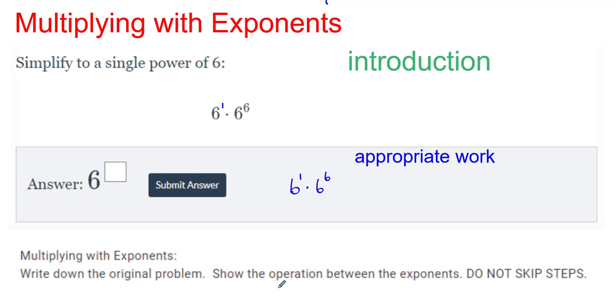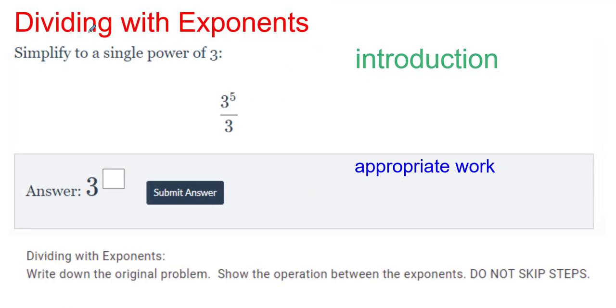Now to show the operation between the exponents, when we have the same base, notice base 6 and base 6, we actually add the exponents together. So I would write base 6 and then my power would be 1 plus 6. And then 6 to the power of 1 plus the power of 6 would simplify to 6 to the power of 7, and we'll box that.